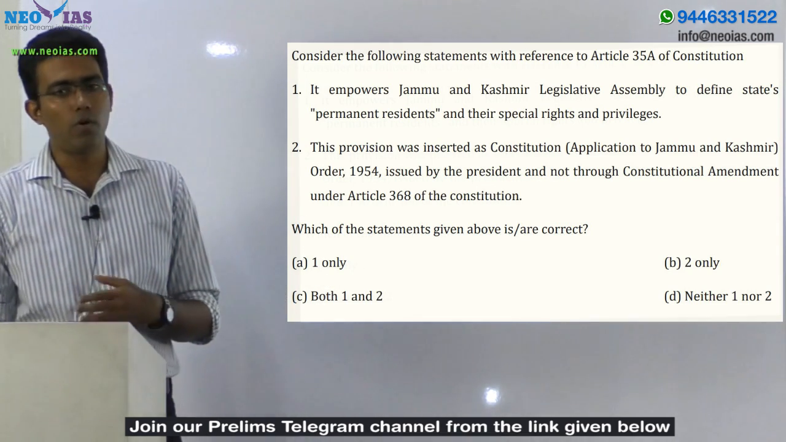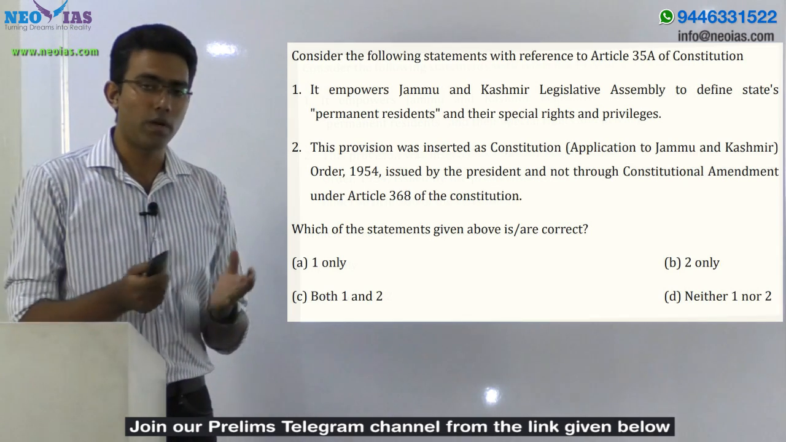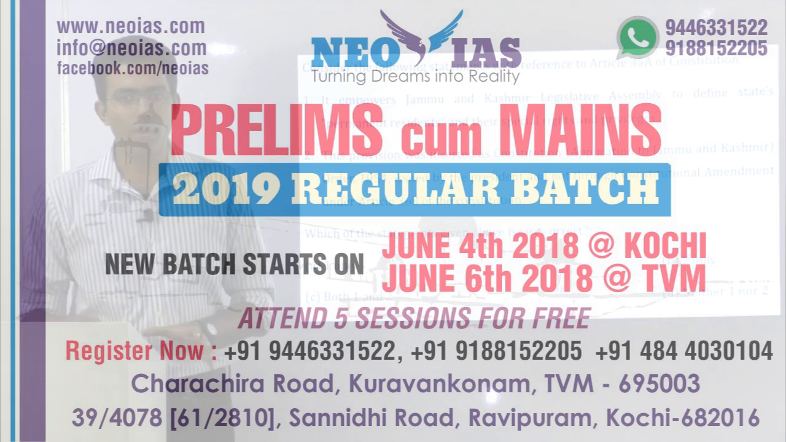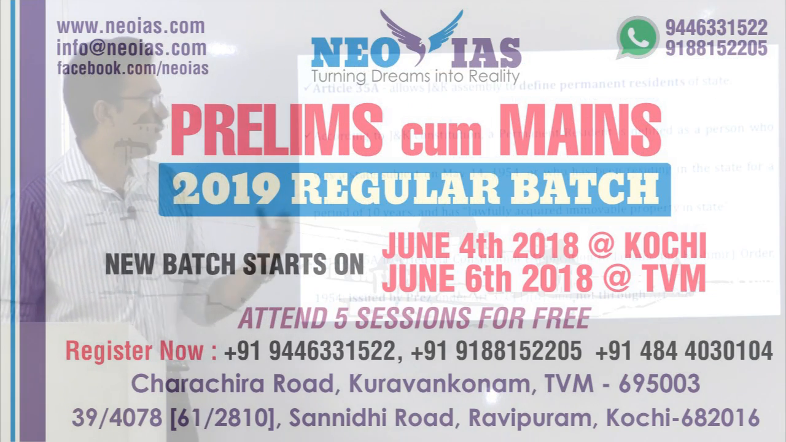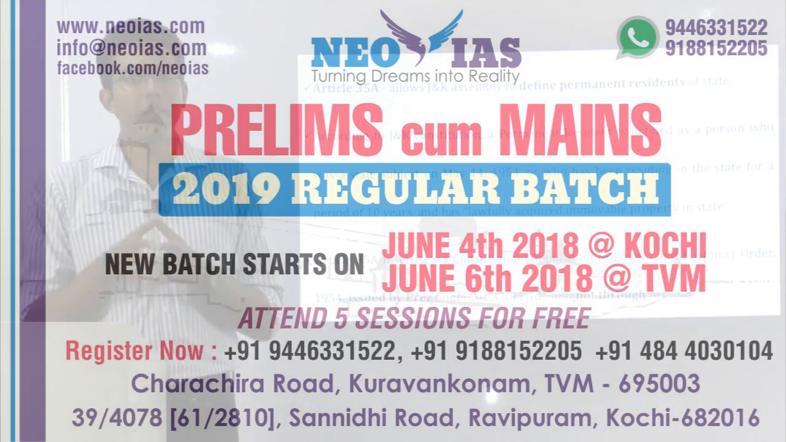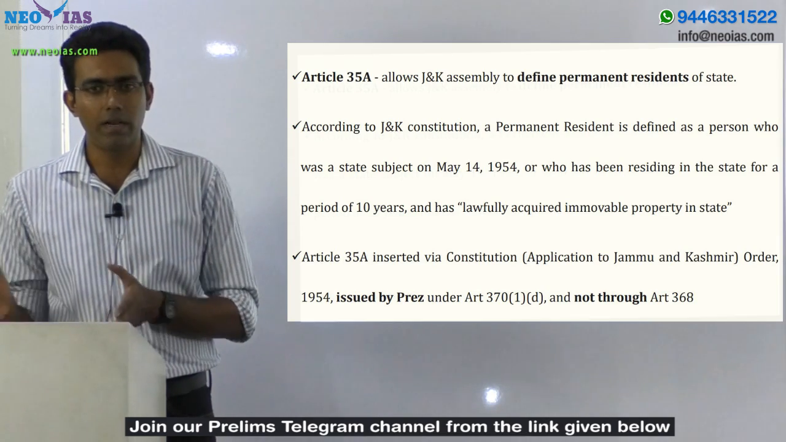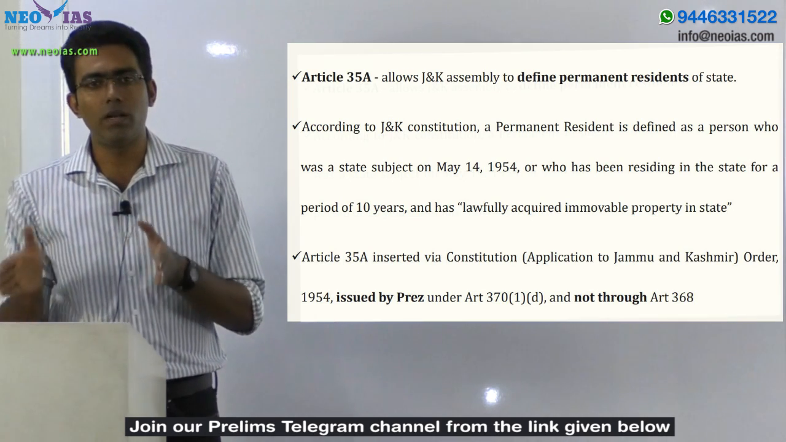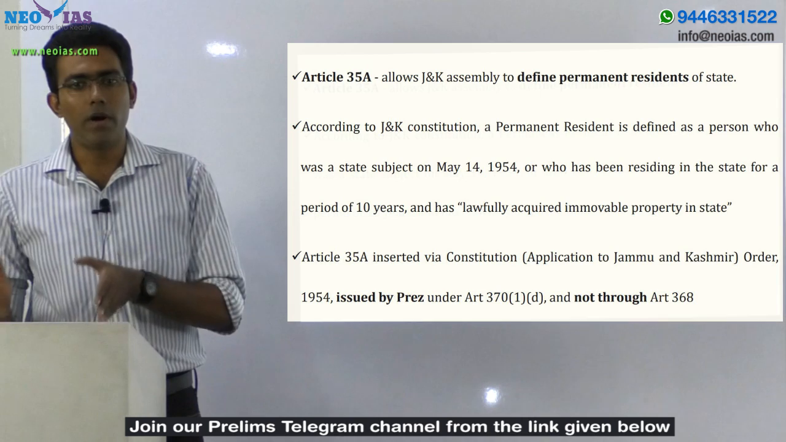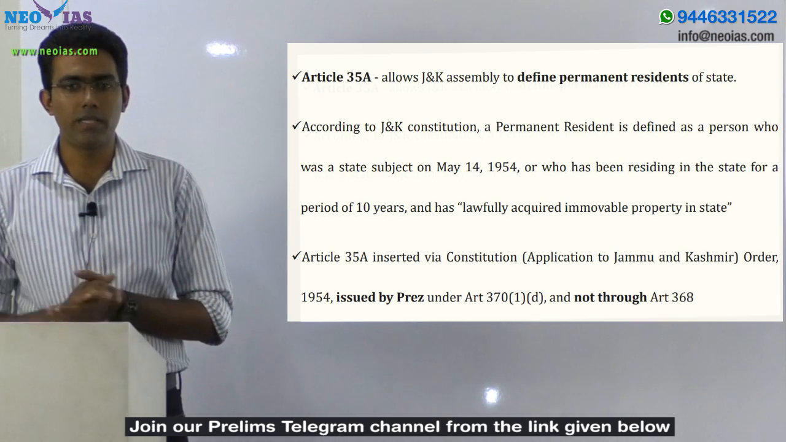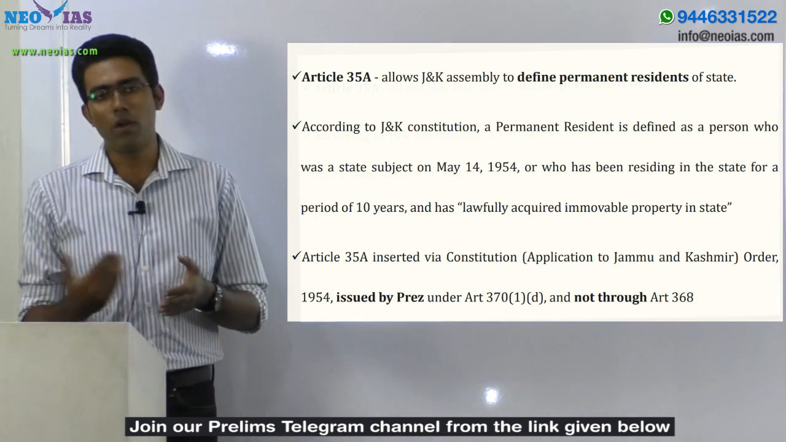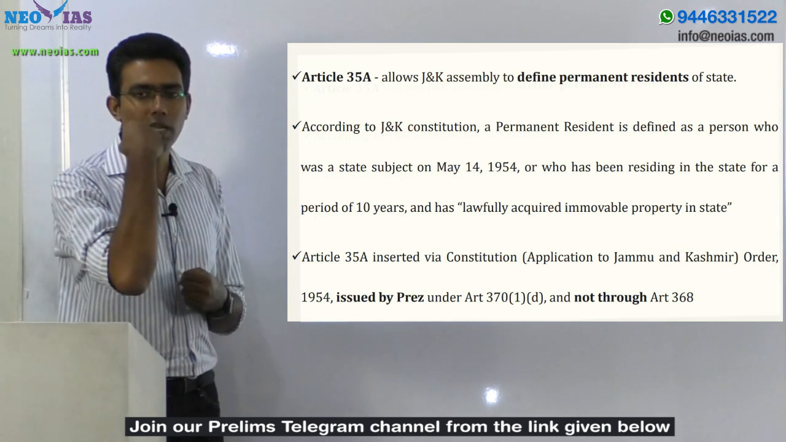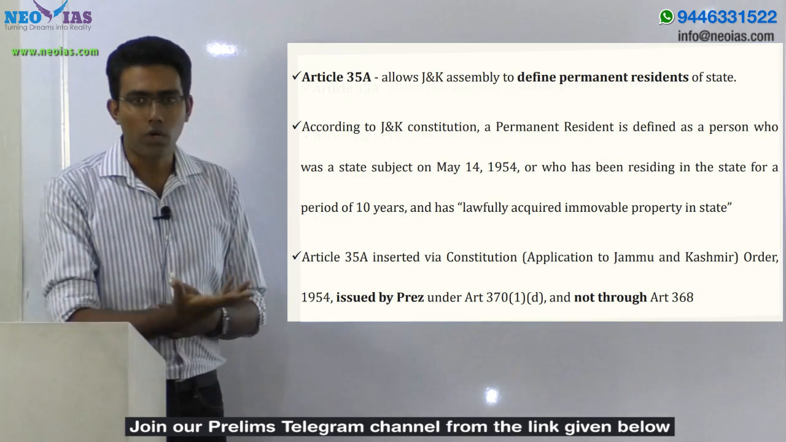So we'll have a quick revision about what exactly this Article 35A deals with. Article 35A specifically empowers the Jammu and Kashmir legislature to define the permanent residents of that particular state. It empowers the legislature to define what exactly constitutes the permanent residents of that state, which unlike the normal states in our country, they don't have. So this is something which Jammu and Kashmir alone specifically enjoys.